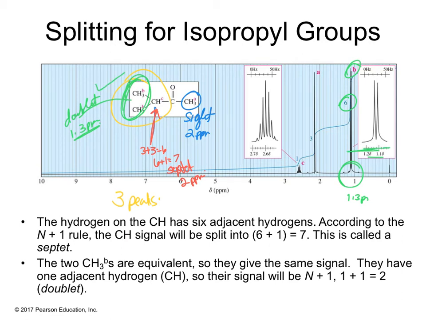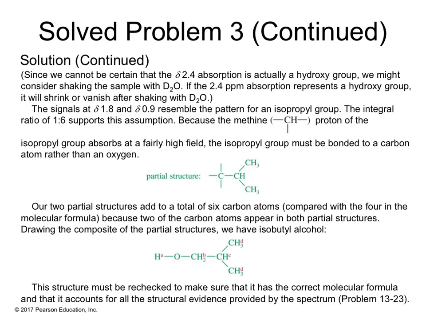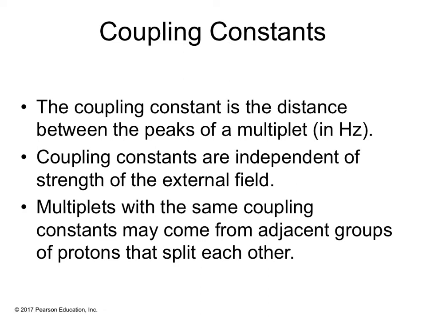Okay, you come here to C. C is right here. It's only 1 proton, and it's a septet. And it looks like a septet, doesn't it? And then you have A, and A is a singlet, 3 protons, and it's around 2 ppm. Okay, and that's the solved one we just did. You can go through these.